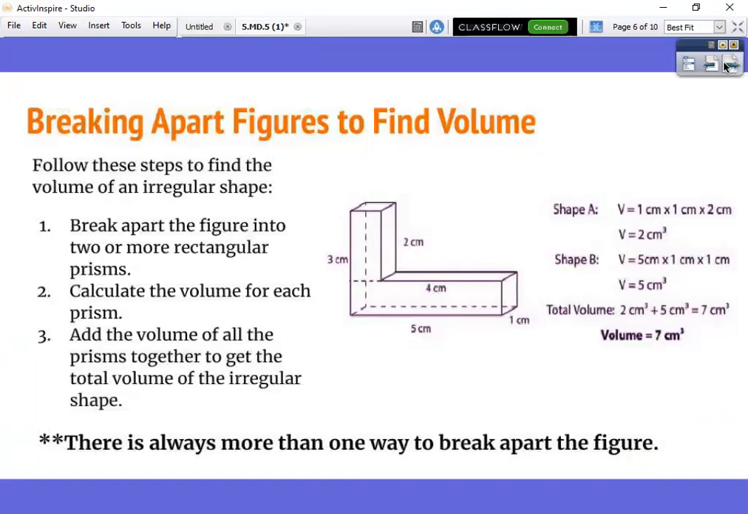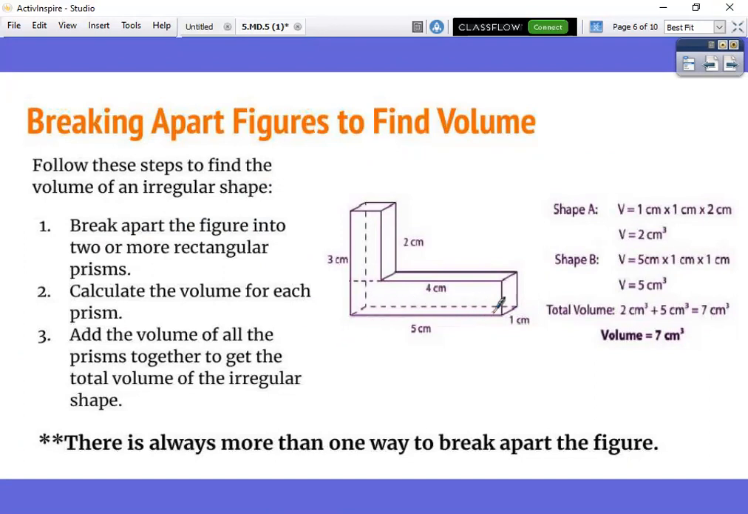So we have 3 easy steps to follow in order to find the volume of an irregular shape. We're going to break it apart to find volume. So step 1 says break apart the figure into 2 or more rectangular prisms. Then calculate the volume for each prism. Last, you will add the volume of all the prisms together to get the total volume of the irregular shape.